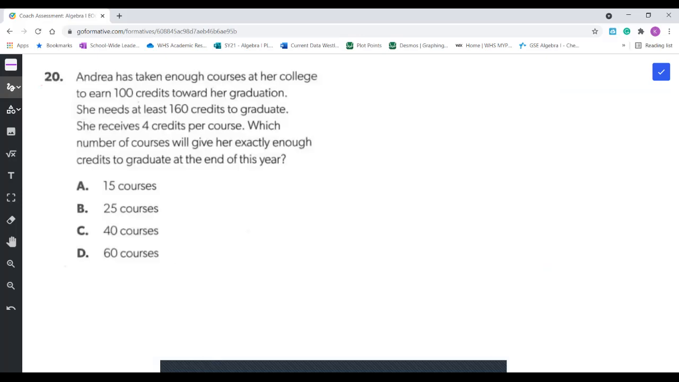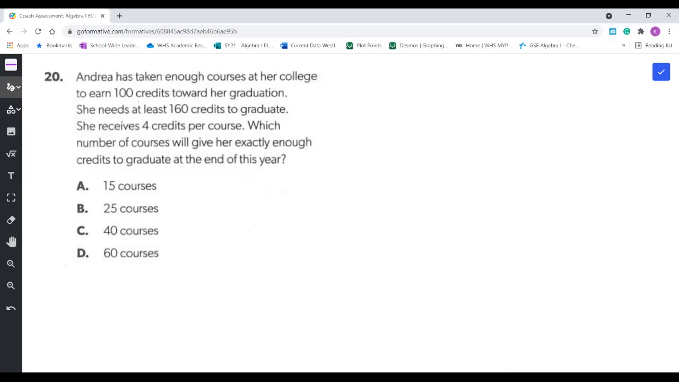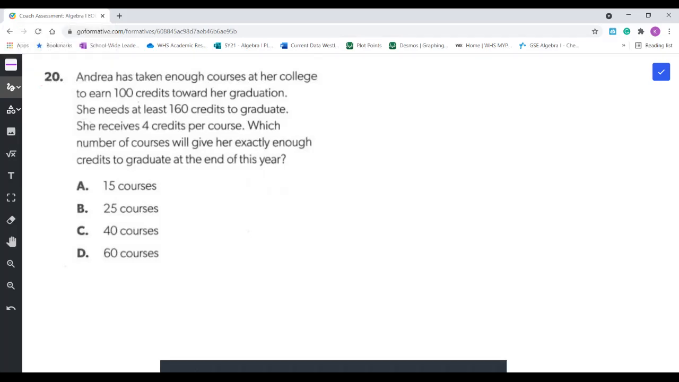All right, it says, Andrea has taken enough courses at her college to earn 100 credits toward her graduation. Cool. She needs at least 160 credits to graduate. She receives 4 credits per course. Which number of courses will give her exactly enough credits to graduate at the end of the year? Now, y'all, it says she's already taken 100, right? So how many credits does she have left to graduate? Well, 160 minus 100 would give you 60, obviously, right?